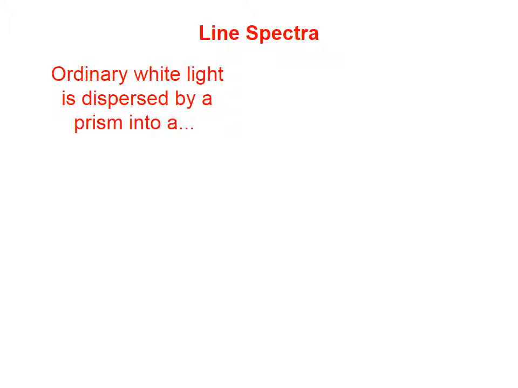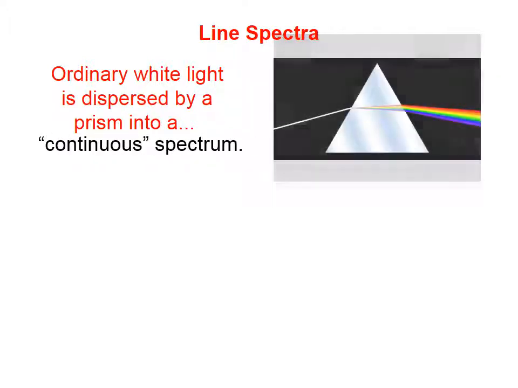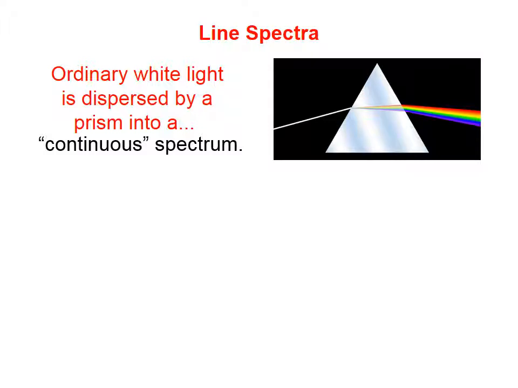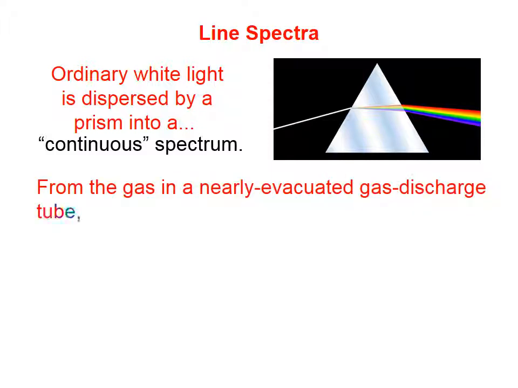Ordinary white light is dispersed by a prism into a continuous spectrum. And I put the word continuous in quotes here because while the spectrum looks continuous to us, if, as Einstein suggested, light is in fact quantized, then if we really look at it, that spectrum isn't quite continuous. There are little jumps between one frequency and the next. Nonetheless, often it's just referred to as a continuous spectrum.